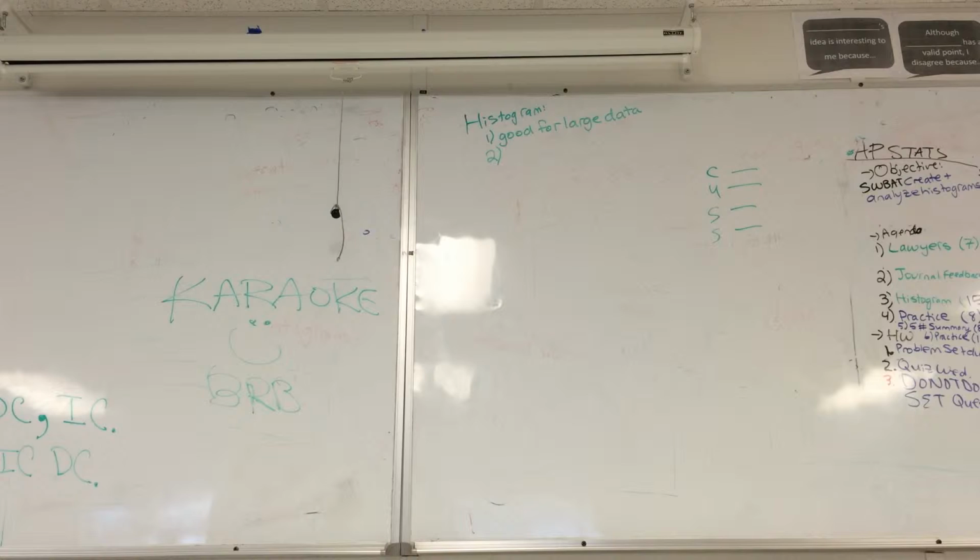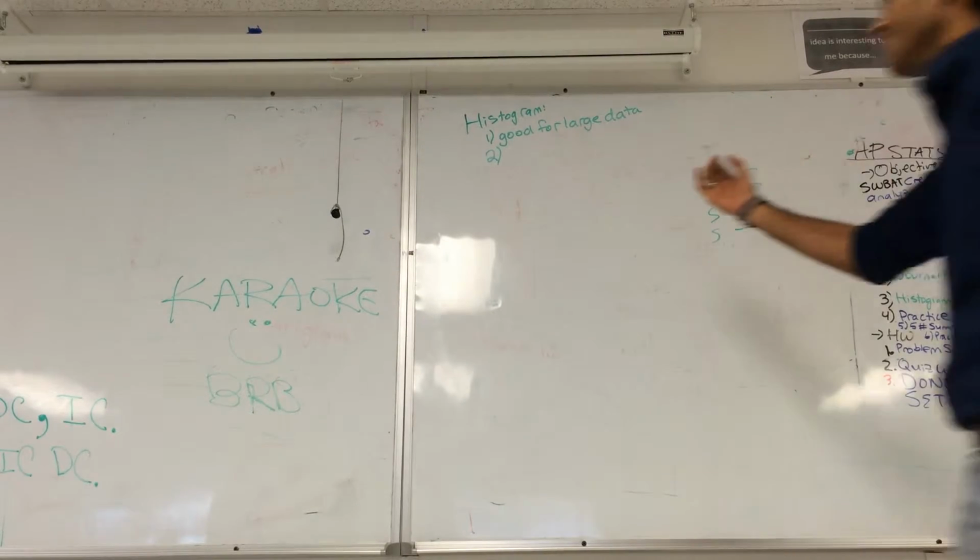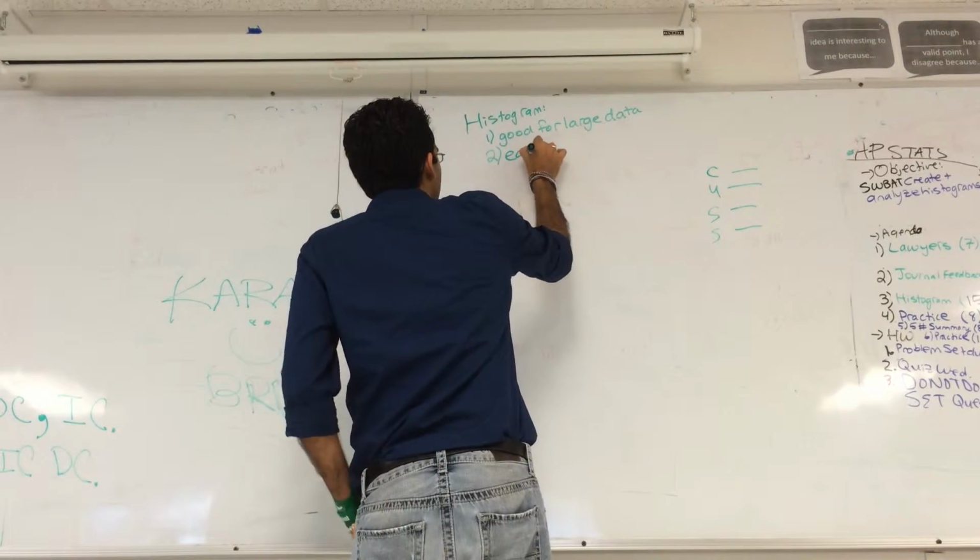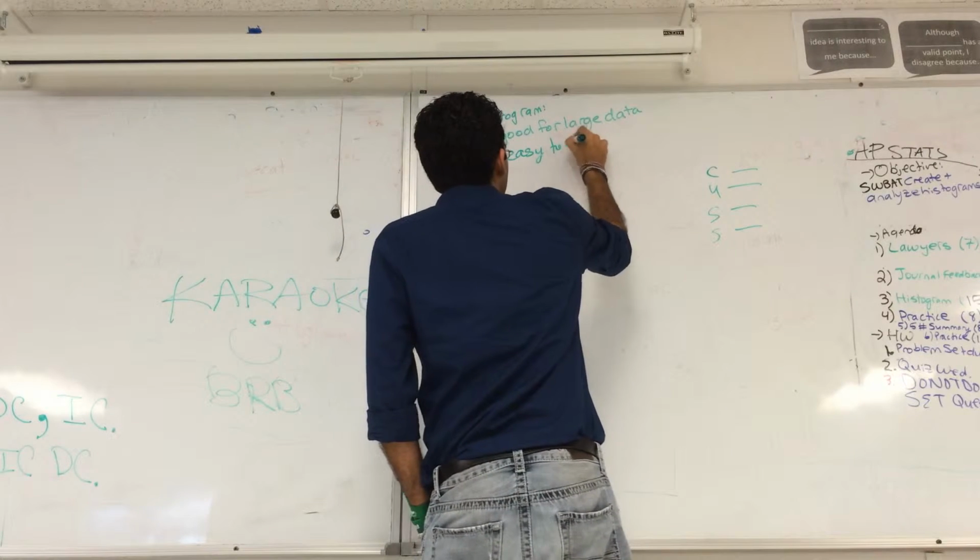So histogram is good for large data. Number 2 is it's really easy to make. I'll show you how to do this. It's really easy to make.